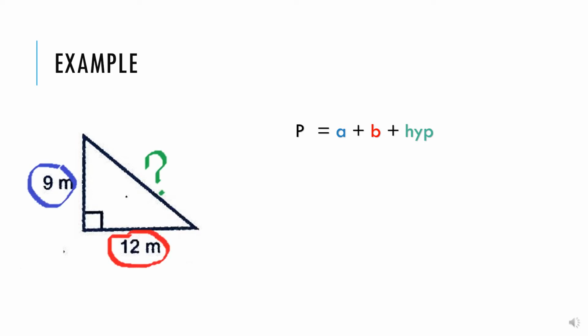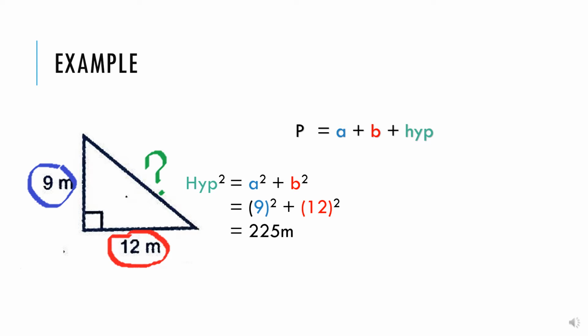However, the hypotenuse is unknown, and we need all three sides to calculate the perimeter. So let's make use of the theorem of Pythagoras. Remember, these formulas will be given to you. So the hypotenuse squared is equal to a squared plus b squared.